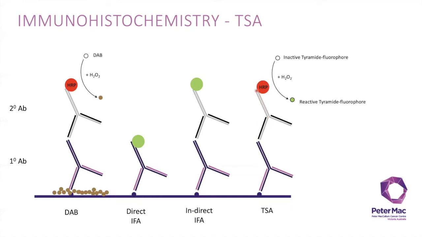But in this case, our secondary antibody again has this horseradish peroxidase enzyme linked to it, like we had in the DAB staining. But the reaction which is happening is slightly different. So in this case, it's taking an inactive tyramide fluorophore and using hydrogen peroxide is creating a reactive tyramide fluorophore. Now what this means is that this fluorophore will then covalently bind to tyrosine residues in the vicinity of this reaction. So this means it will go on the antibodies, but it will also go onto the tissue as well. And this is really important, and we'll come to this in the next couple of slides as to why that's important.